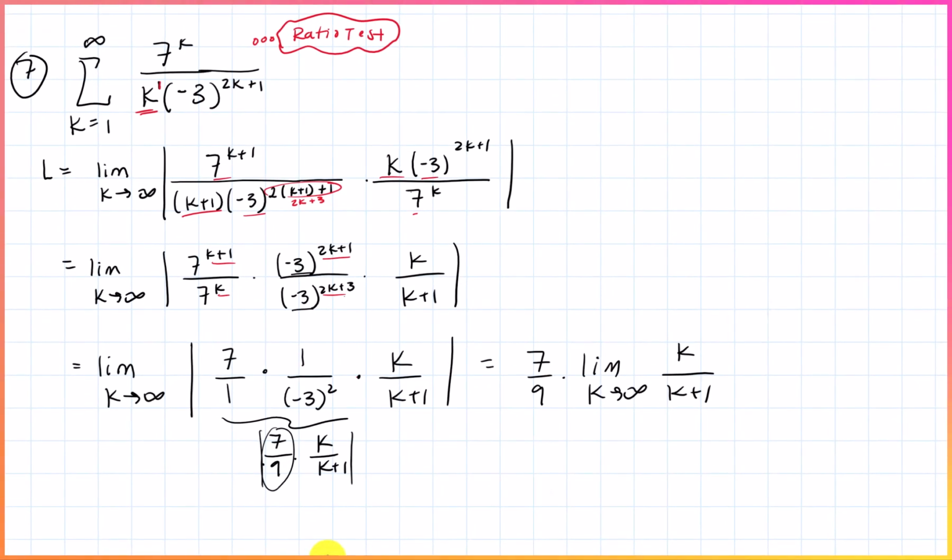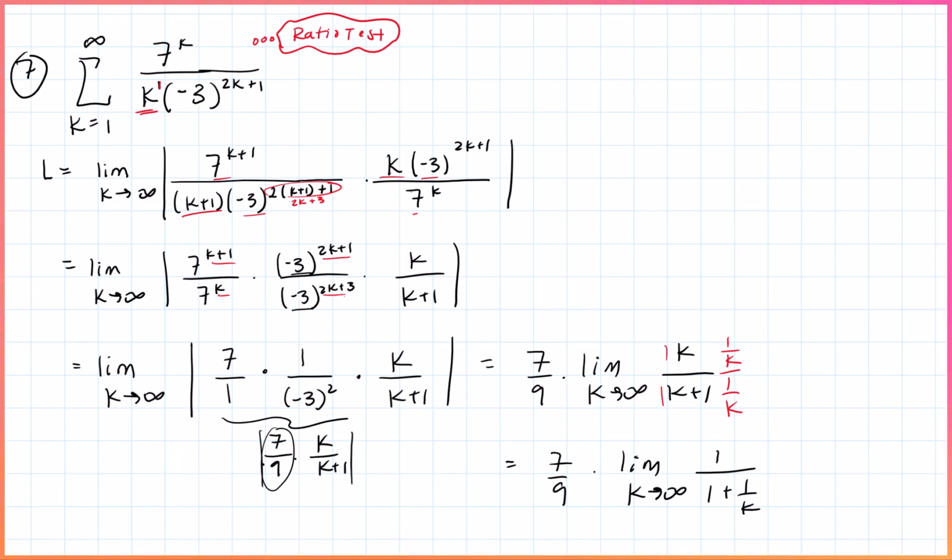Of course, this is easy to see in a variety of different ways that that's going to approach 1, lead ratio of the lead coefficients, or we could multiply by 1 over k. So we get 7/9 times the limit as k is approaching infinity of 1 over 1 plus 1 over k, which this whole thing is going to approach 1.